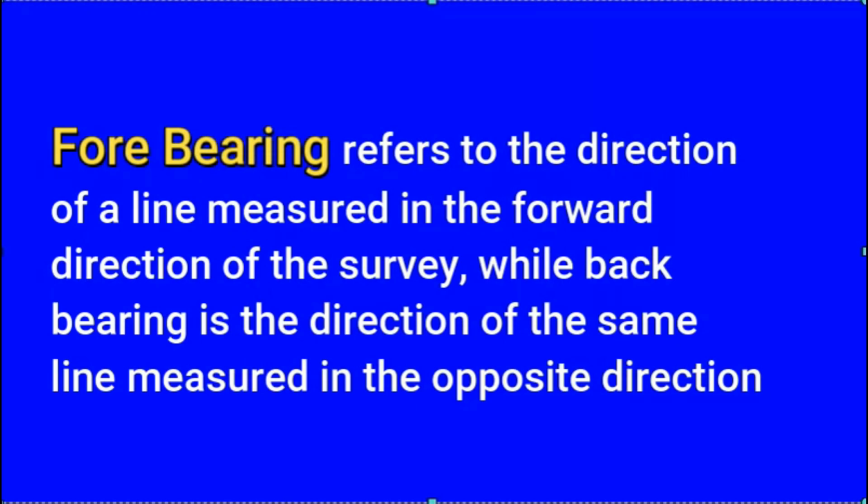So in other words, fore bearing refers to the direction of a line measured in the forward direction of the survey, while back bearing is the direction of the same line measured in the opposite direction. So only the direction changes. One is forward and the other is backward. So now we'll come back immediately to the figure.